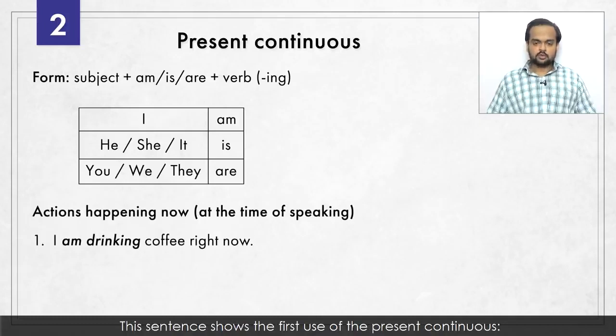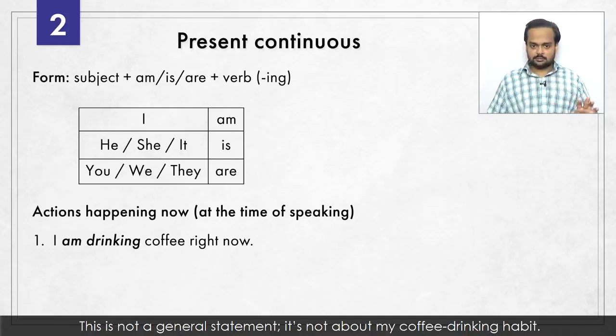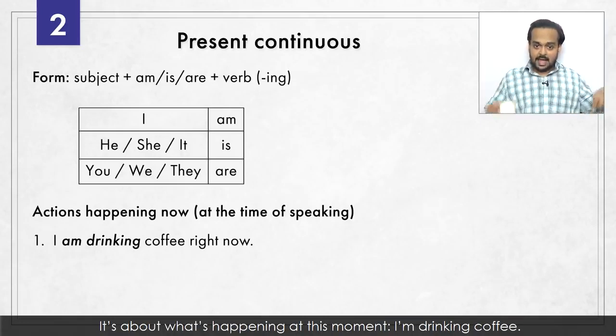This sentence shows the first use of the present continuous to talk about actions happening now at the time of speaking. This is not a general statement. It's not about my coffee drinking habit. It's about what is happening at this moment. I'm drinking coffee.